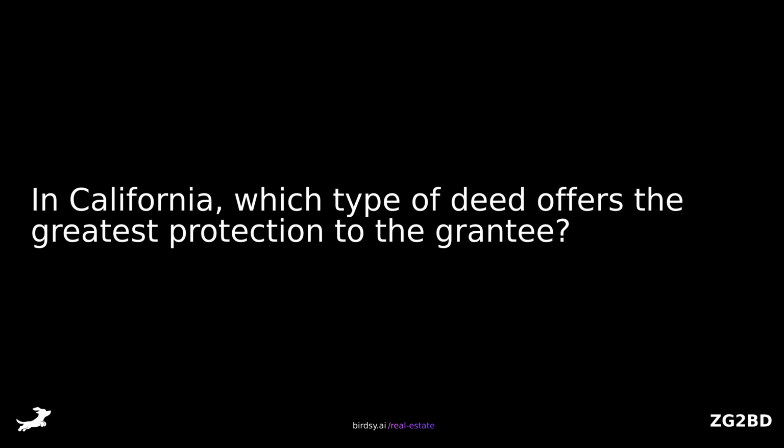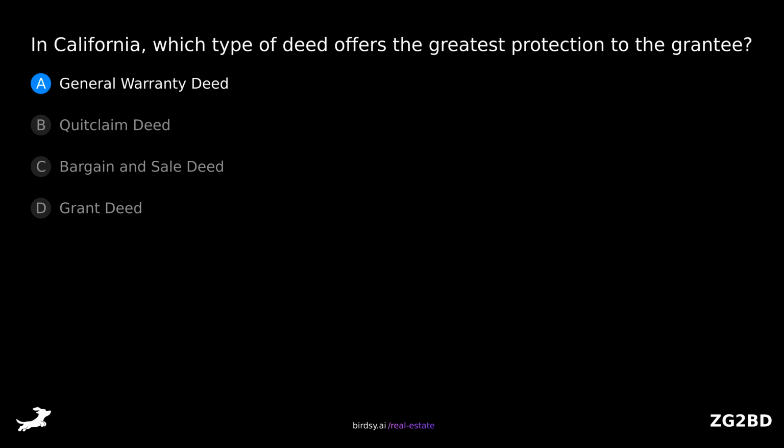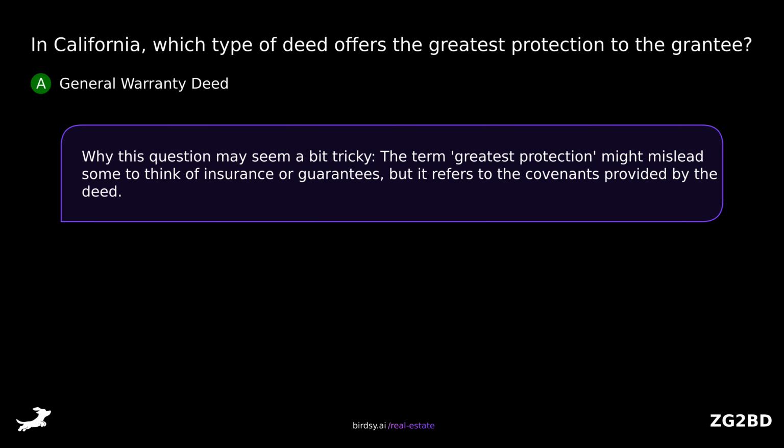In California, which type of deed offers the greatest protection to the grantee? Is it A, general warranty deed, B, quitclaim deed, C, bargain and sale deed, or D, grant deed? The answer is A, general warranty deed. Why this question may seem a bit tricky. The term greatest protection might mislead some to think of insurance or guarantees, but it refers to the covenants provided by the deed.